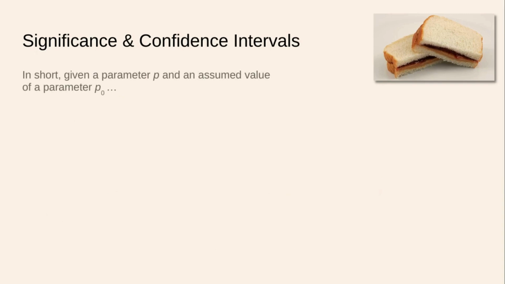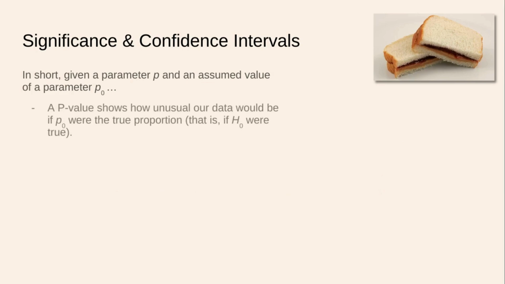So, in short, given a parameter p and an assumed value of a parameter p sub 0, a p-value shows how unusual our data would be if p sub 0 were actually the true proportion. That is, if H sub 0 were true. So that is what a p-value tells us. That null hypothesis, what are the odds of getting data like ours if the null hypothesis were true?